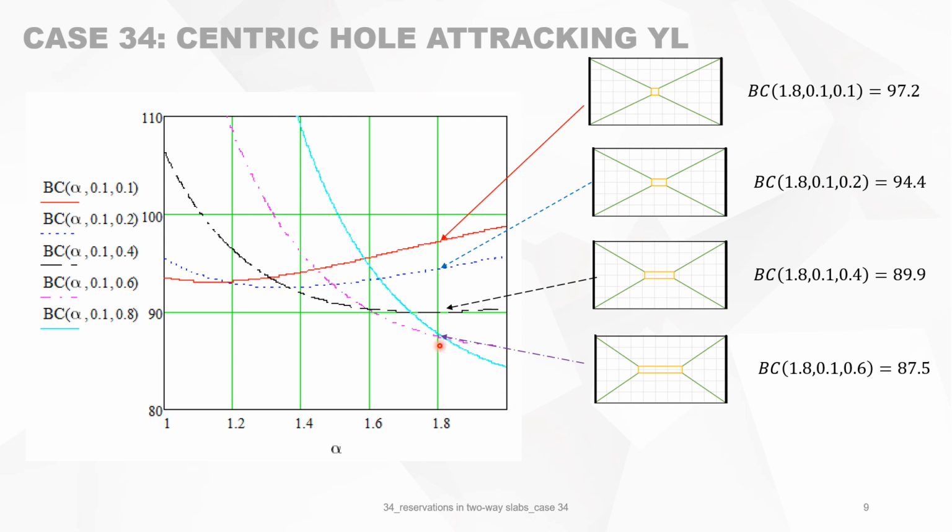And when you make the reservation equal to 0.8 times the smaller dimension, so you get this picture, you lose something like 13%. So this is a way that you can study the location of the reservation that you want in the slab and the effect on the bearing capacity. And of course, the last one, this is with 0.8, sorry, the other was with 0.6, you have 87.7.